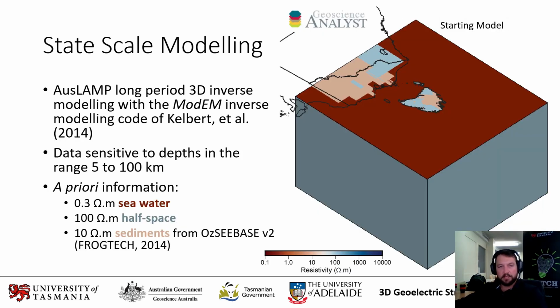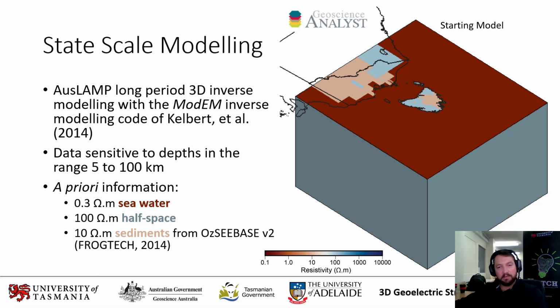Jumping into the interpretation and modeling of the AusLAMP dataset, the end goal here was to generate a 3D model, and to do this we used an inversion algorithm, ModEM, of Kelbert and others. And since the data is sensitive to a depth range of about 5 to 100 kilometers, it's important to have a large starting model with a significant amount of padding to avoid boundary conditions in the model space.